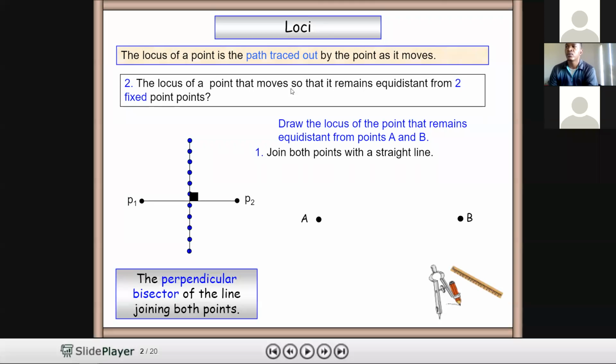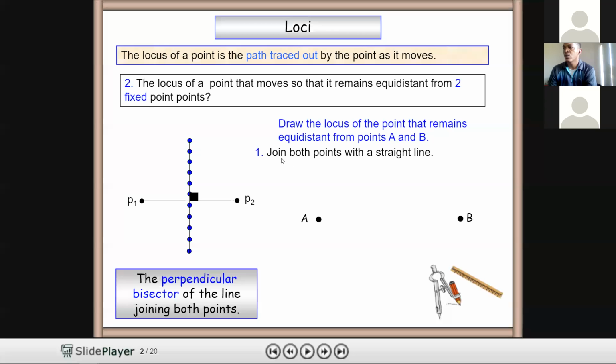The locus of a point that moves so that it remains equidistant from two fixed points. That's basically a locus. Drawing a locus means that the distance we are referring to is always the same for any given point. It's the same distance everywhere. The perpendicular bisector of a line joining both points, by now we know, we have done examples of perpendicular bisectors. Now a question could come up like this: draw the locus of the points that remain equidistant from point A and point B.